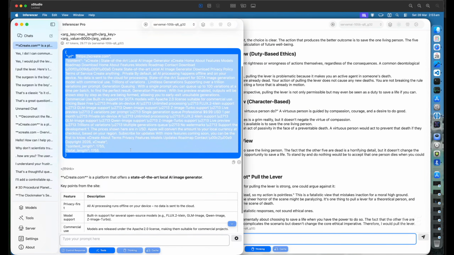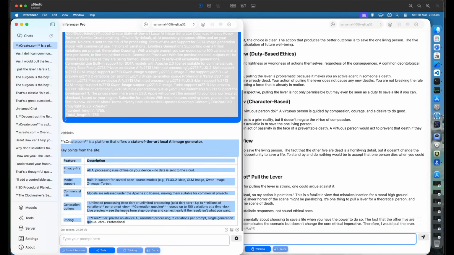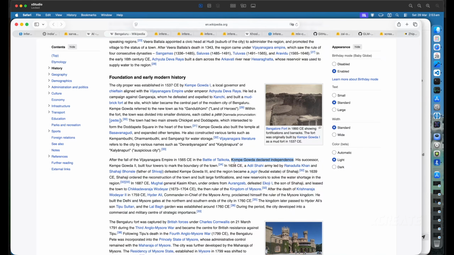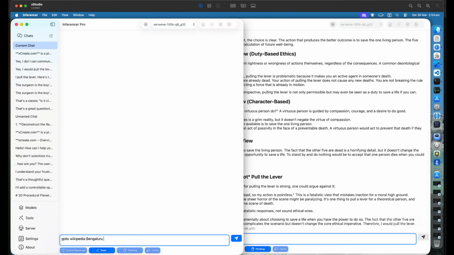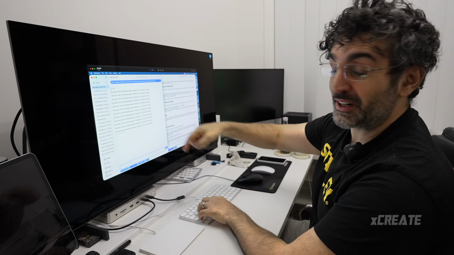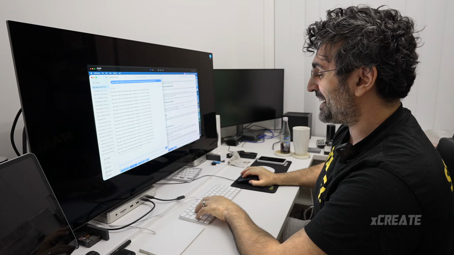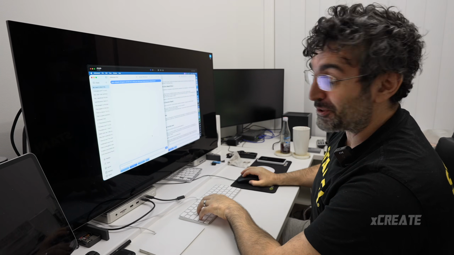It's got the data from xcreate and it's giving me a summary of it. So I like that. It means it's very, very clever. So I've got a nice little passage over here. Kempe Gowda declared independence. Go to Wikipedia and tell me in what year did. So I kind of got stuck straight away on that response. It's a bit too advanced, that tool call. That's a shame. We know it can make those web requests, but it failed on that one.